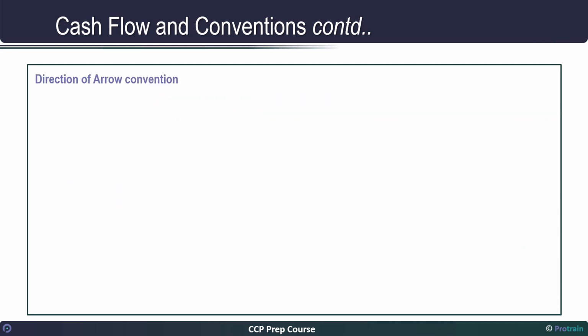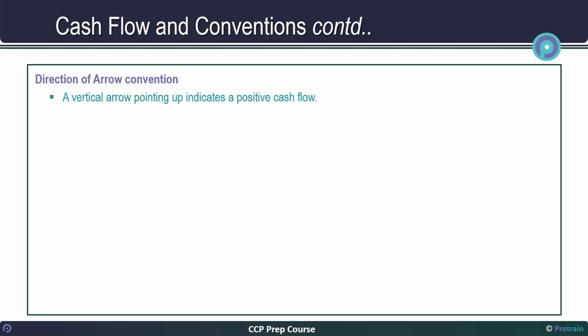At the time of solving economic analysis problems, the direction of the arrows on the cash flow diagram is important. A vertical arrow pointing up indicates a positive cash flow. Conversely, an arrow pointing down indicates a negative cash flow.